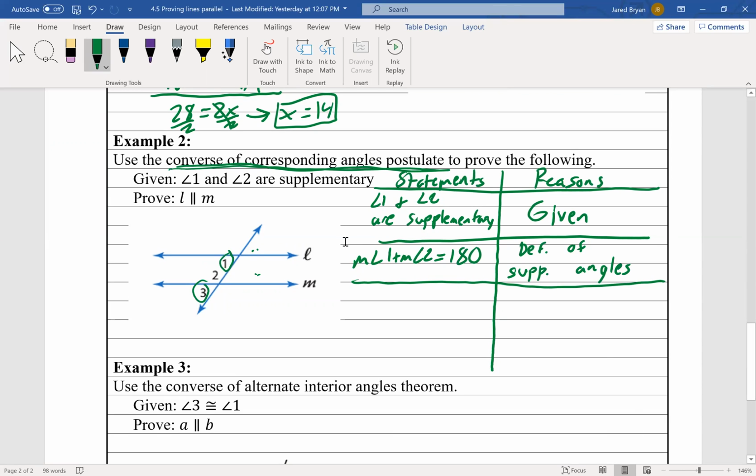Okay, so that's the first question I want to get in the habit of asking myself. Once I get a statement from that, the next question I want to get in the habit of asking myself is, what do I know from my diagram? Do I know anything by looking at my diagram here?